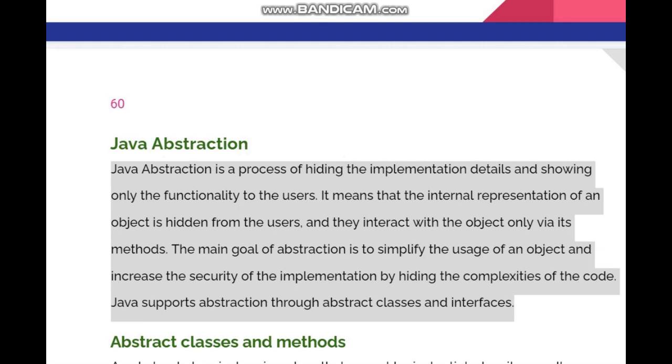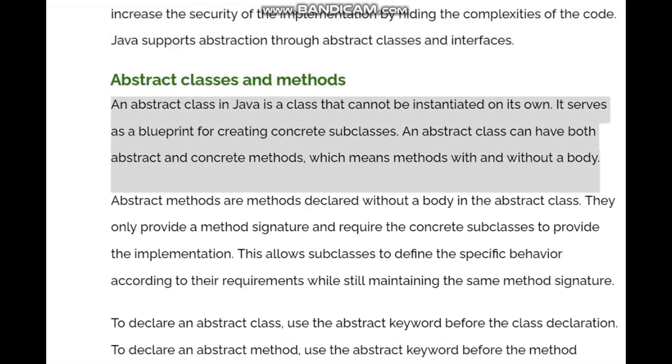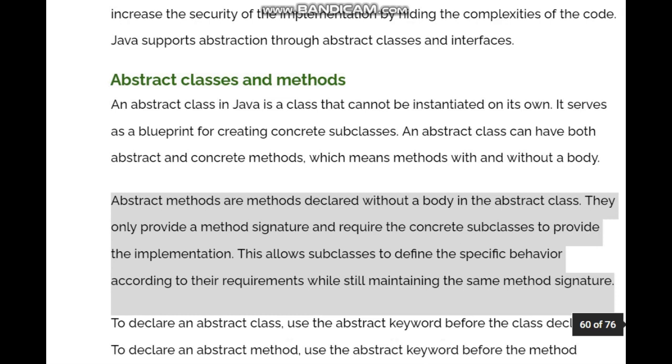Abstract classes and methods. An abstract class in Java is a class that cannot be instantiated on its own. It serves as a blueprint for creating concrete subclasses. An abstract class can have both abstract and concrete methods, which means methods with and without a body. Abstract methods are methods declared without a body in the abstract class. They only provide a method signature and require the concrete subclasses to provide the implementation. This allows subclasses to define the specific behavior according to their requirements while still maintaining the same method signature.